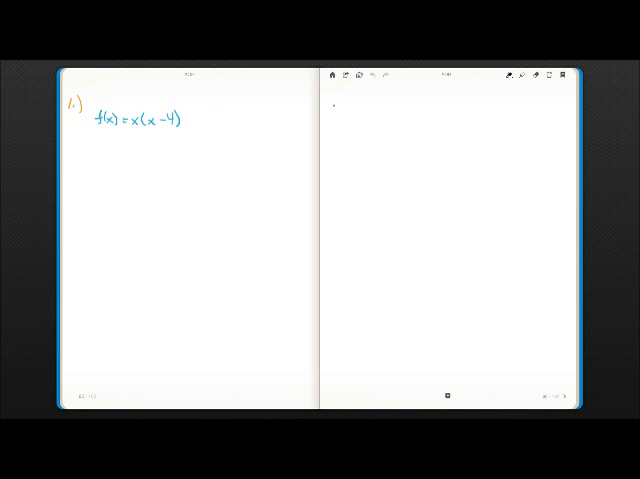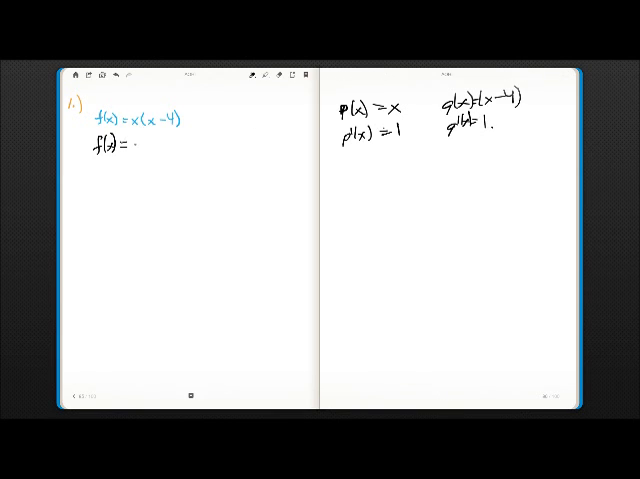So I'm going to take the long way and say that p of x equals x, and p prime of x would be 1. q of x equals x minus 4, and q prime of x would be just 1 again. So just replace the values with p of x and q of x, and then apply the product rule, which is p prime of x times q of x plus q prime of x times p of x.